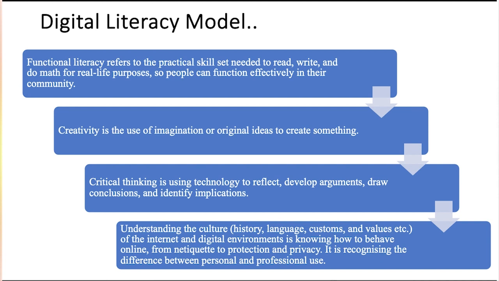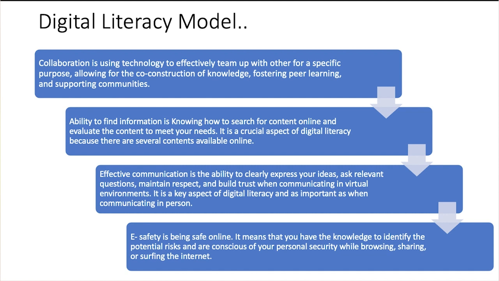And digital environments is knowing how to behave online, from netiquette to protection and privacy. It is recognizing the difference between personal and professional use. Collaboration is using technology to effectively team up with others for a specific purpose, allowing for the co-construction of knowledge, fostering peer learning, and supporting communities. Ability to find information is knowing how to search for content online and evaluate the content to meet your needs. It is a crucial aspect of digital literacy because there is so much content available online.